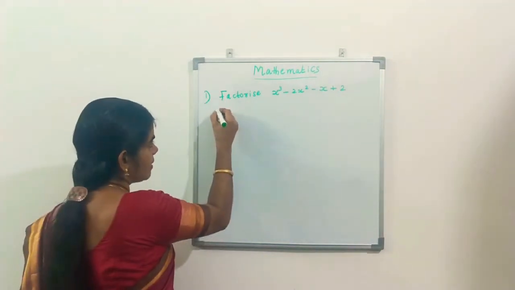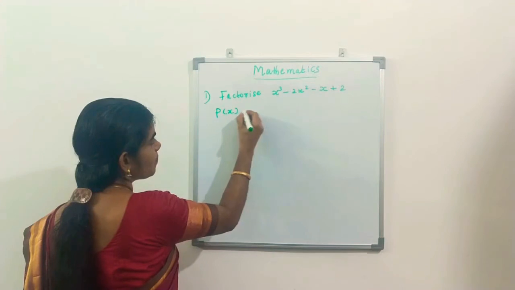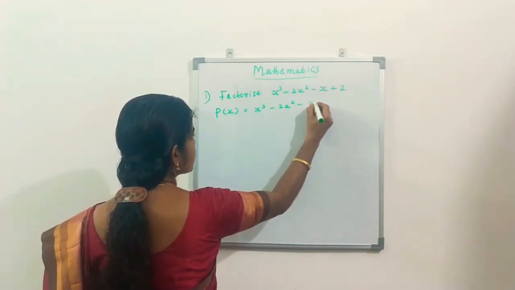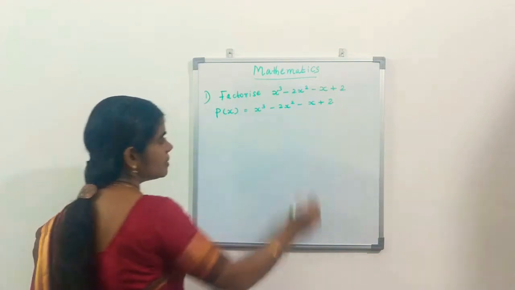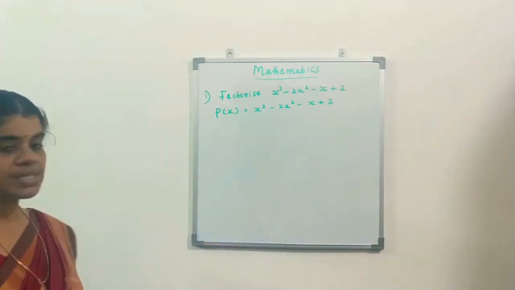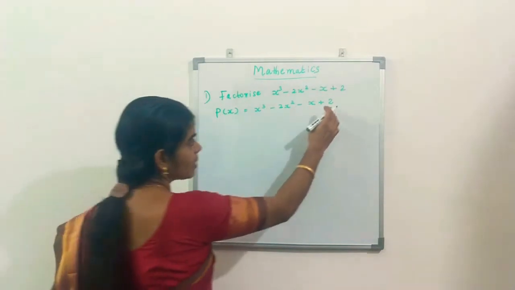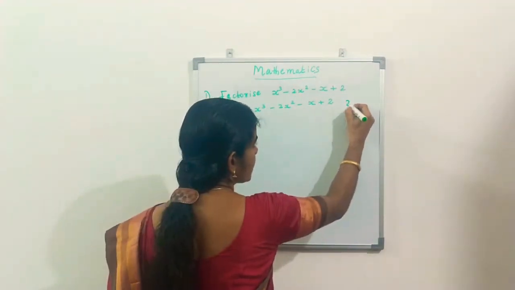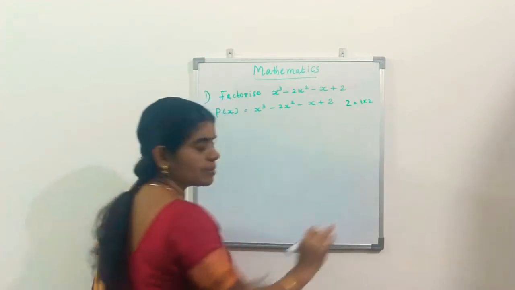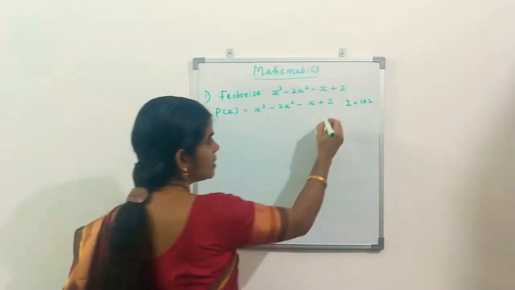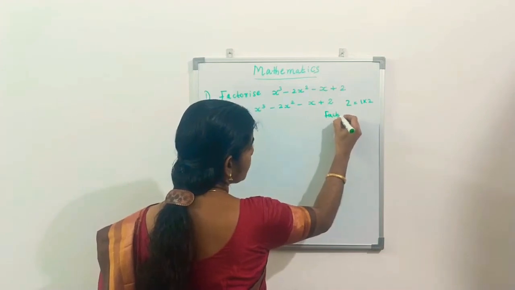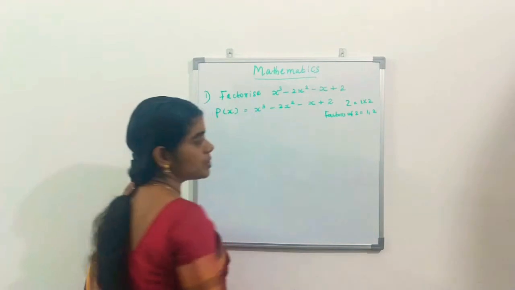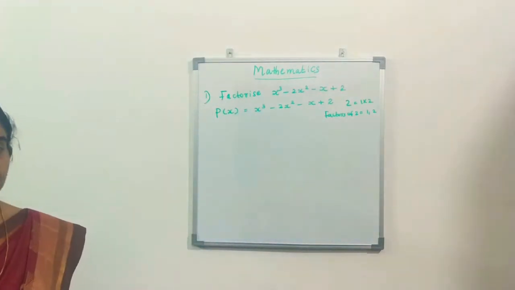First we can write p of x is equal to x cube minus 2x square minus x plus 2. Then look at the last constant number. What is the constant number here? 2. What will be the factors of 2? We can write 2 as 1 into 2. This is the only possible way. Therefore, factors of 2 are 1, 2.